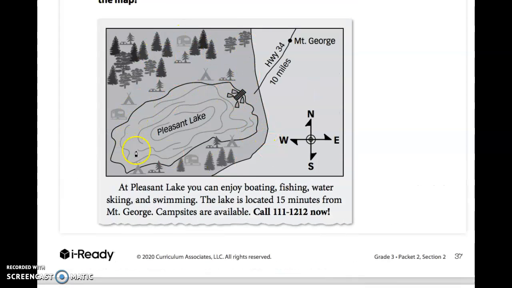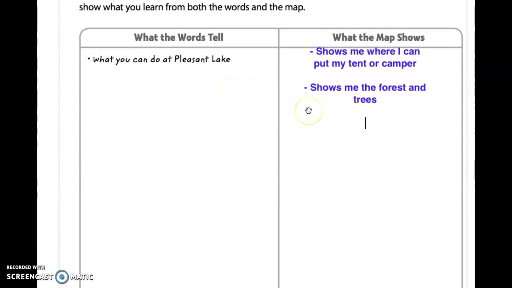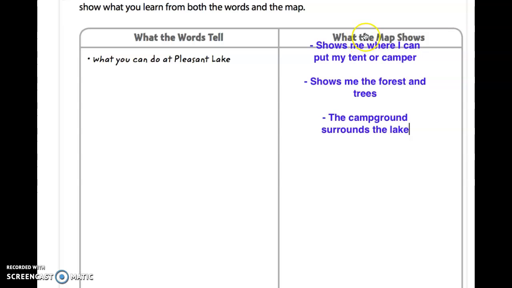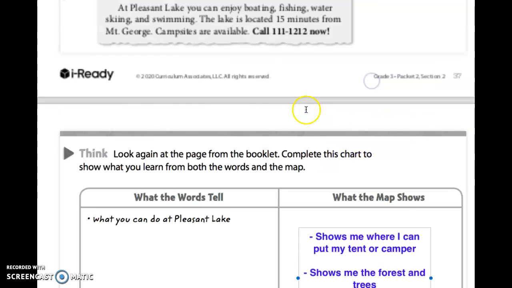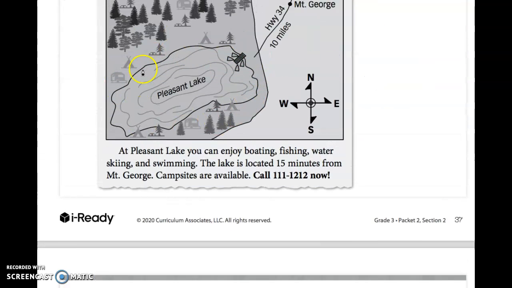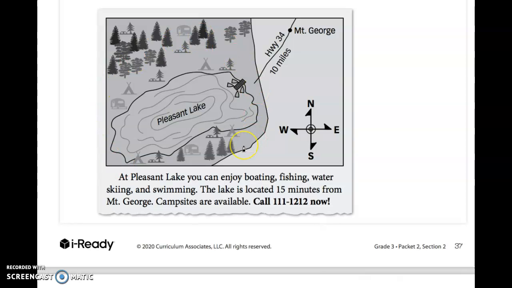What else can I see from the map? I can see that the lake is like in the middle, right? The campground surrounds the lake. It looks like the campground is around the Pleasant Lake. I would never have known that. Okay? Come up with one more way you can see from the map.